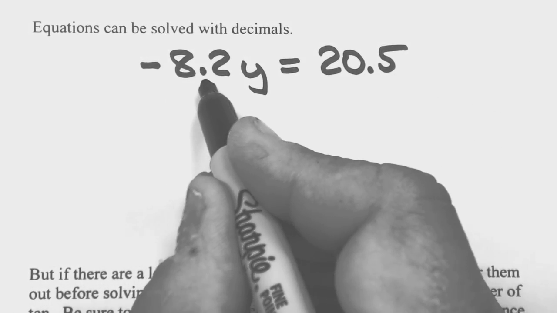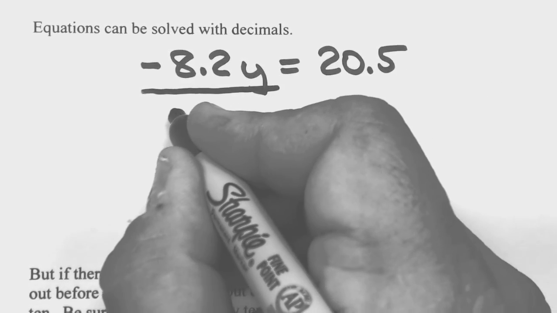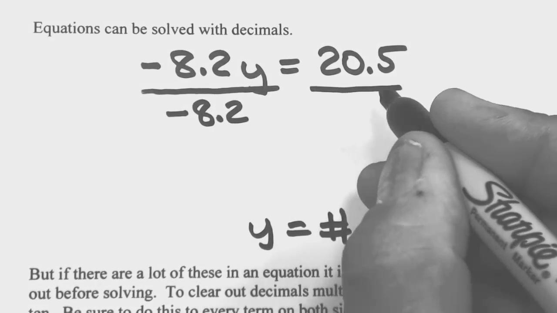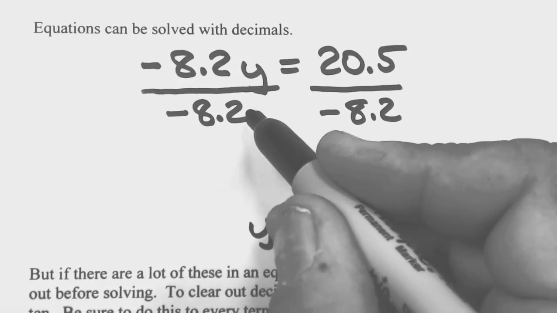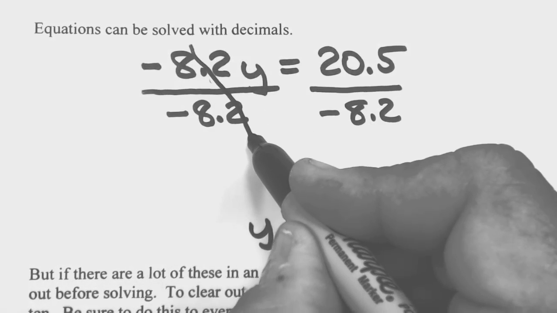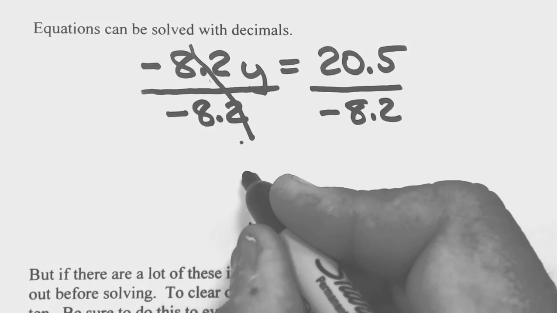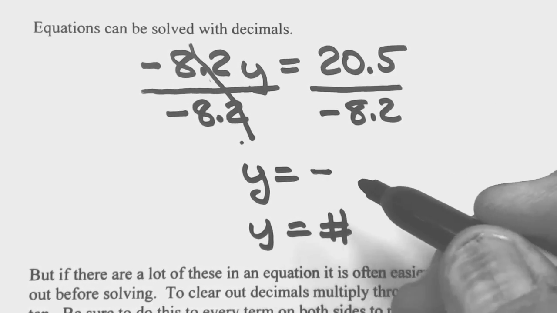This is negative 8.2 times y. Well, I want to get rid of the negative 8.2 times, so I divide by negative 8.2. But if I do it to the left, I've got to do it to the right also. Okay, the 8.2's reduce out. 1 over 1, and the two minuses give me a plus, so we end up with just y equals. Now there's a single minus sign over here.